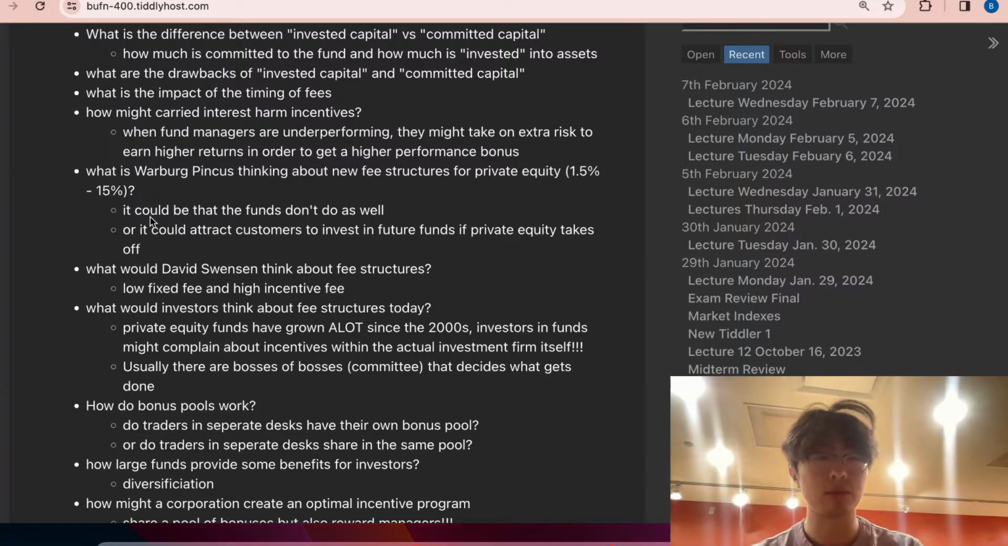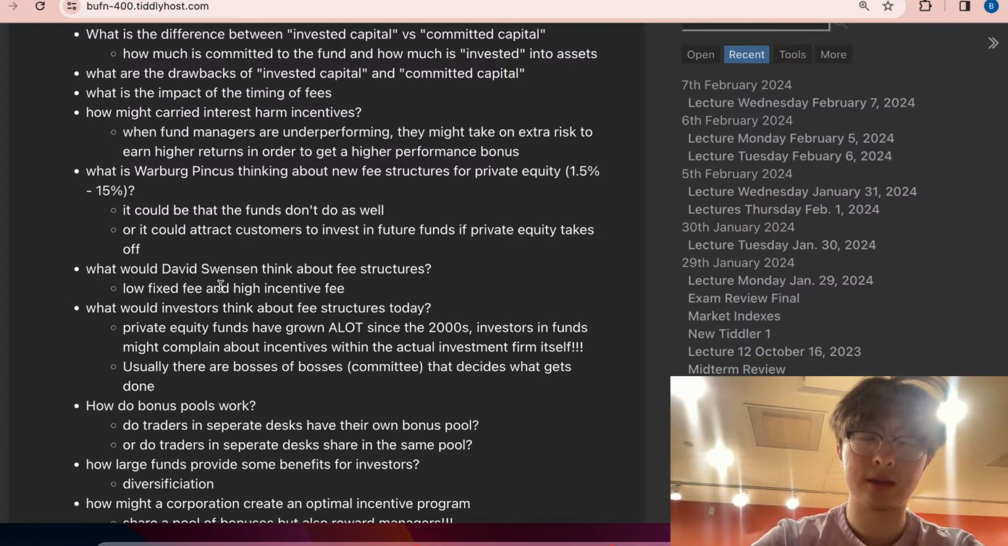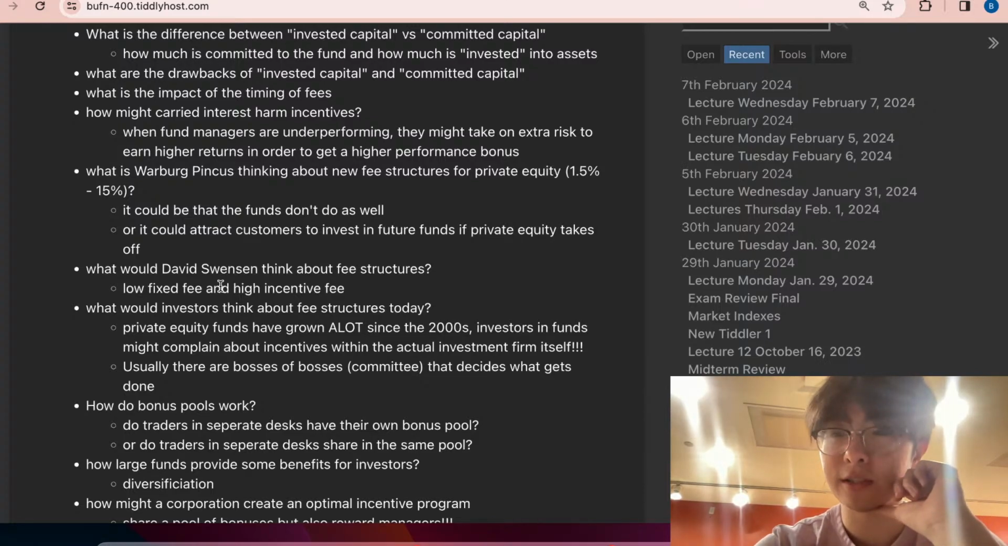Okay, so I'm reading these two bullet points, and I think the first scenario is Warburg Pincus can be thinking about, okay, the 15%, we're going to lower the amount of incentives and increase the fixed percentage in order to compensate for the fact that, hey, maybe we're not going to do as good in the future. And so in order to ensure that we're getting a consistent return, we'll do 1.5% instead of 1% on some type of committed capital.